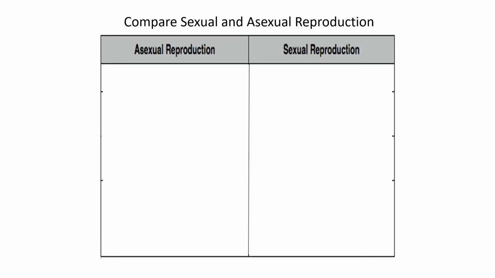Now pause the video and compare sexual and asexual reproduction. We need 4 points for each. Cell division in sexual reproduction. Before that, we're going to recap mitosis.